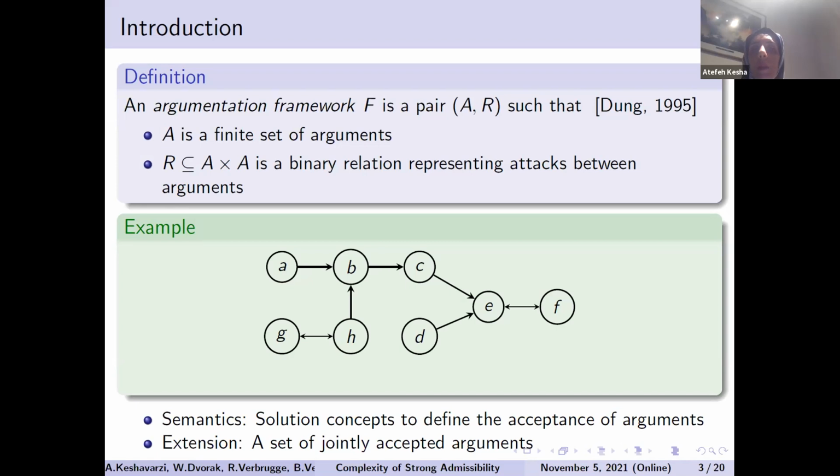One of them, which is widely used and studied, was presented by Dung, and it's called AFs for short. The structure of AFs is very simple. They are nothing more than a directed graph in which nodes represent arguments and links show the attack relation between arguments. The main power of AFs lies in the semantics of AFs. Each semantics clarifies under which conditions arguments can be accepted. Semantics are usually presented by extensions, and each extension is a set of jointly accepted arguments.